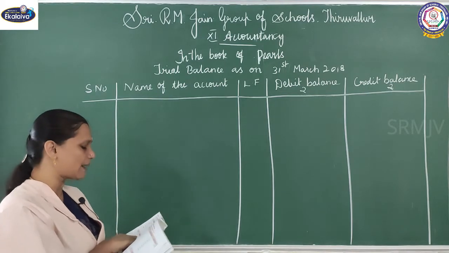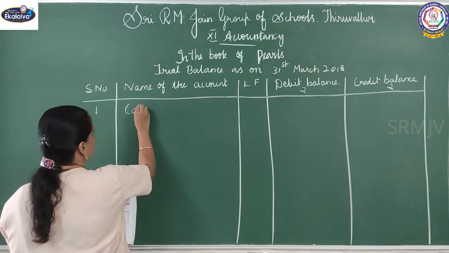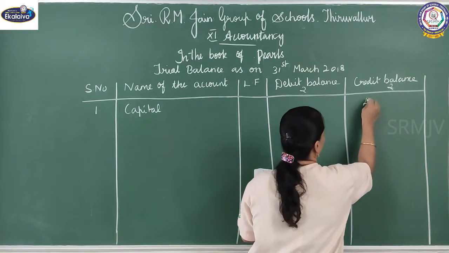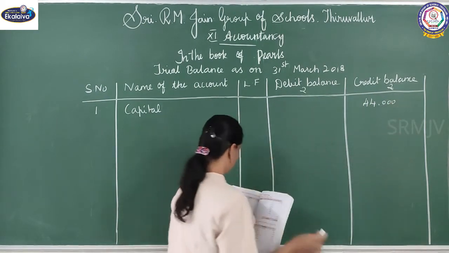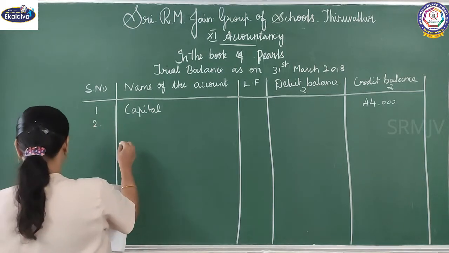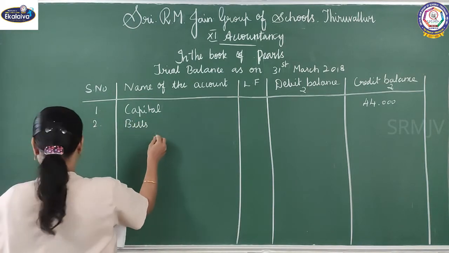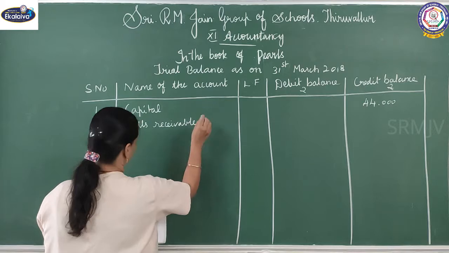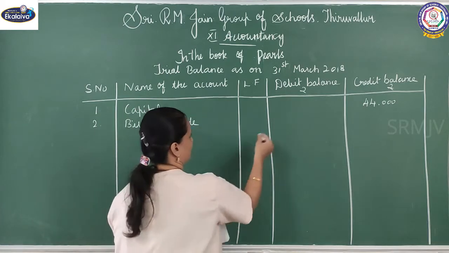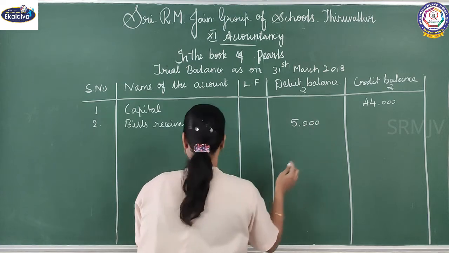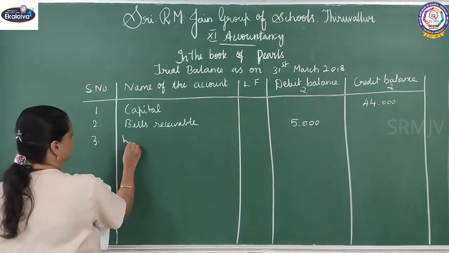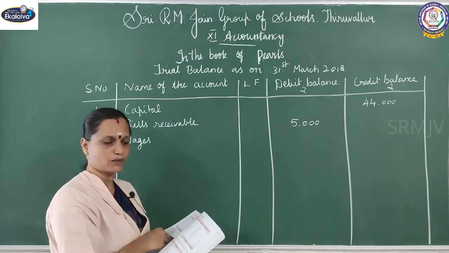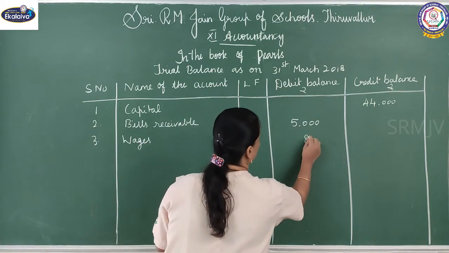See, they have given capital, no? See how I am entering. Capital, how much? 44,000. And then bills receivable 5,000. And then wages. See, if you are thorough in journal and ledger only, you can enter this easily. Okay, children. Wages 800.